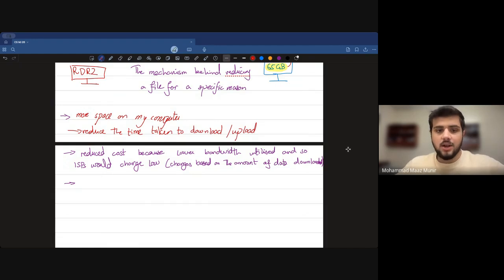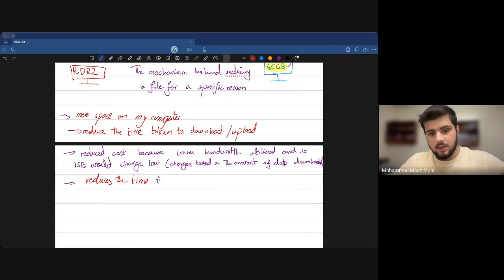So another point you can write up here, it reduces the time taken to stream a music or video file.